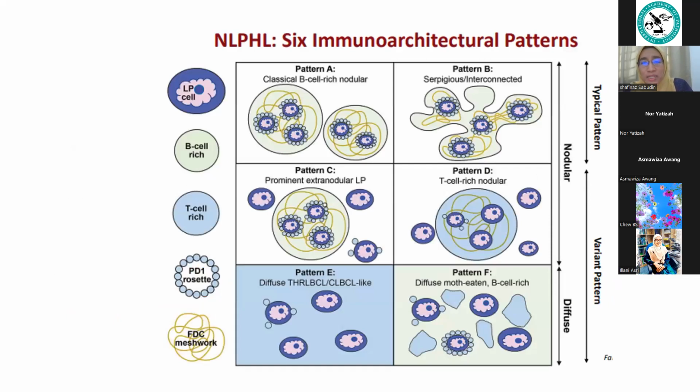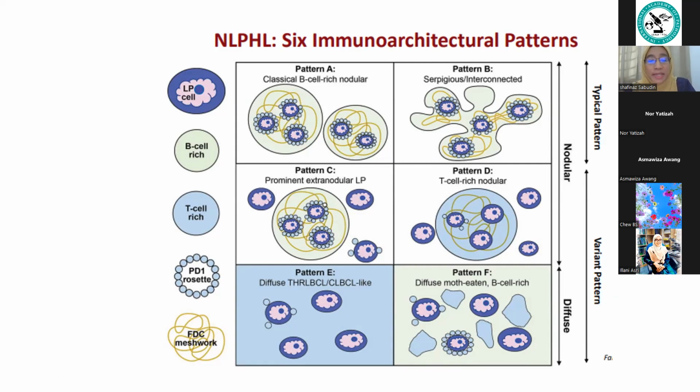Okay, this is basically a summary, a diagram that summarizes everything I have just said, where you have pattern A and pattern B with its associated follicular dendritic meshwork, the localization of the LP cell, whether it is within the nodules or outside the nodules, and whether there is a predominance of B or T cells in the background microenvironment. So I think this diagram is pretty important if we want to fully understand the variant patterns of nodular lymphocyte predominant Hodgkin lymphoma.